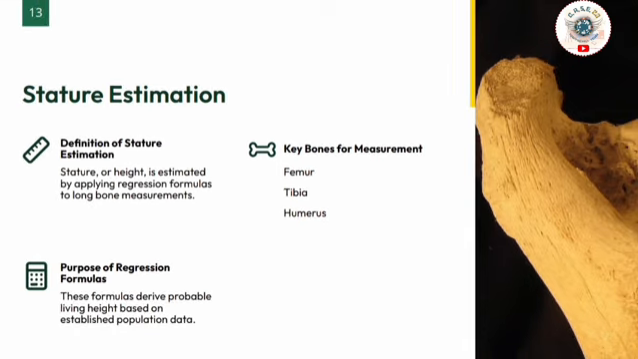Stature estimation from the skeleton. Estimating height is done by measuring long bones. The femur provides the most accurate estimate, followed by the tibia and the humerus. Anthropologists use mathematical formulas called regression equations, which are tailored to different populations. By substituting the bone length into these equations, they can estimate an individual's height, usually within a few centimeters.